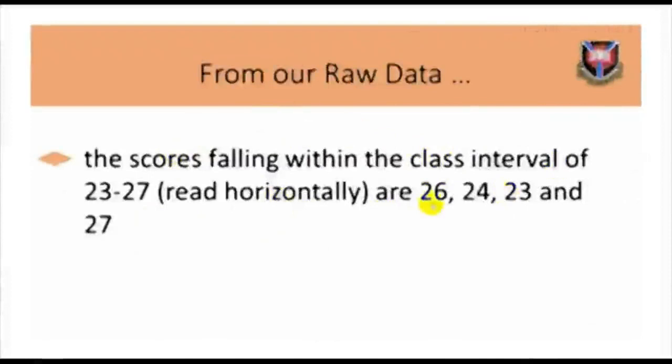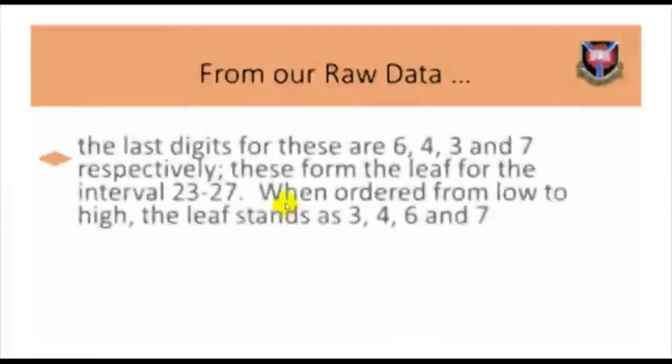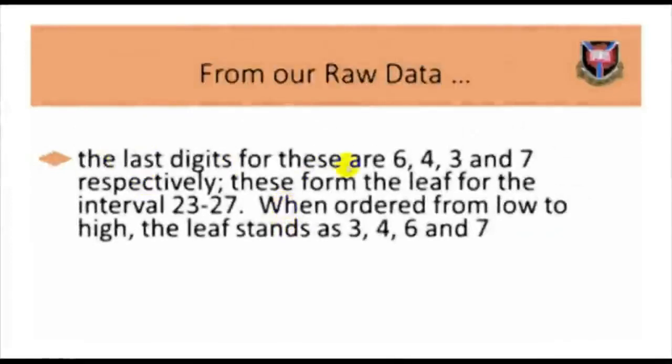Each leaf is made up of a number of scores falling within a given interval, while each score is represented mainly by the last digit of the score. If there are 2-digit scores, the scores in each leaf are then ordered from low to high. With a class interval of 23 to 27 in table 9.1, for instance, reading the raw data in table 6.3 horizontally, the scores falling in this interval are 26, 24, 23, and 27.